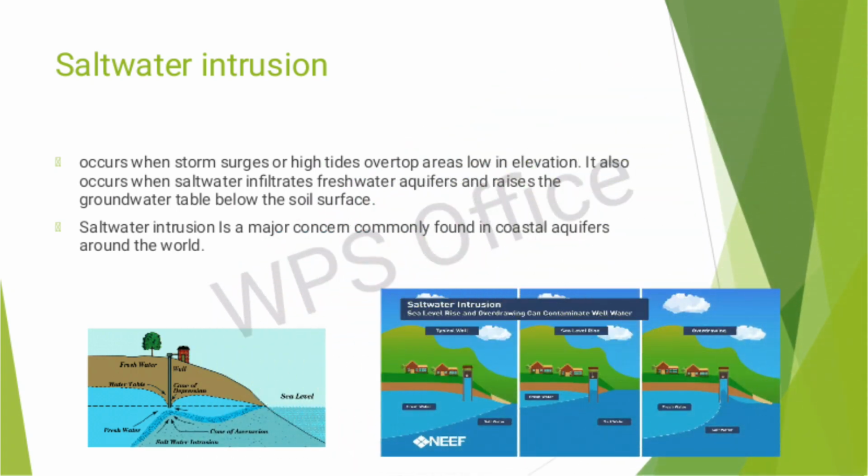Saltwater intrusion occurs when storm surge or high tides overtop areas low in elevation. It also occurs when salt water infiltrates freshwater aquifers and raises the groundwater table below the soil surface. Saltwater intrusion is a major concern commonly found in coastal aquifers around the world.